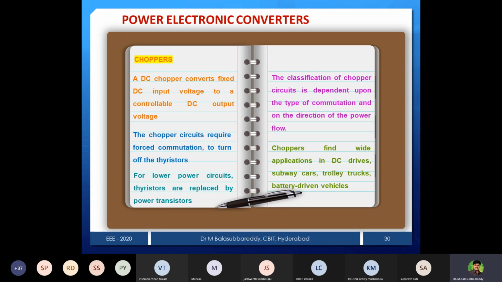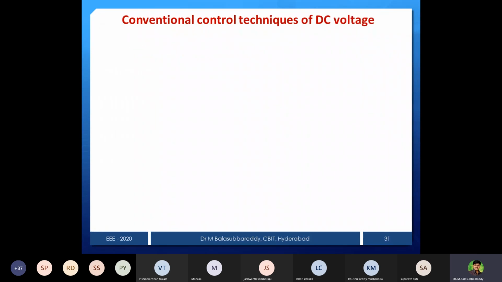There are a lot of applications of choppers. One is DC drives, then electric cars, trolley trucks, and battery driven vehicles, all the EVs. A rectifier is also used for DC drives, but whenever the input is AC you use the phase control rectifier. Here the input is DC, that's why we need to use a chopper, for DC to DC conversion. These are some of the applications.